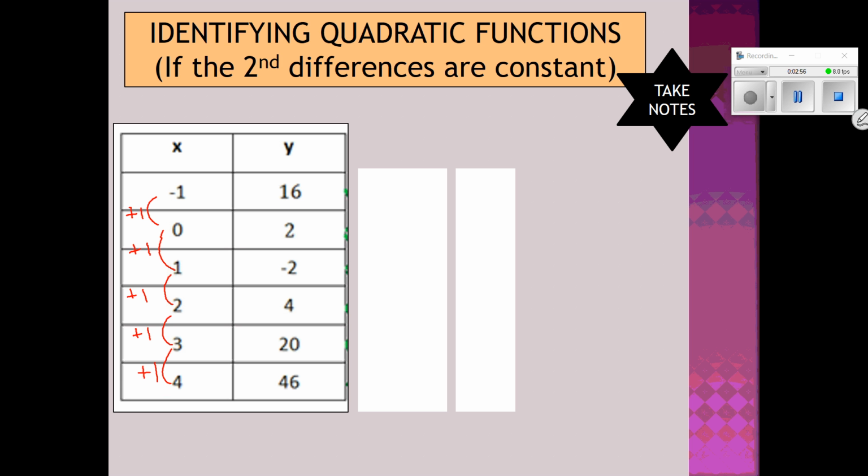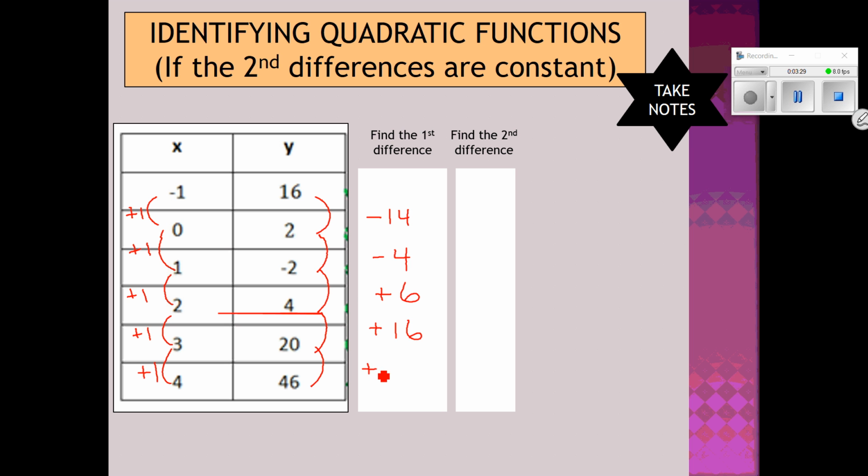Now, in the y, in the range, let's see what this is. To go from 16 to 2, that would be subtracting 14. To go from 2 to -2, that would be subtracting 4. Notice that these are not constant. These are not the same. Written out here: to go from -2 to 4, you're actually doing a +6. To go from 4 to 20, you're doing a +16. And to go from 20 to 46 is a +26. So there is nothing constant about this at all.